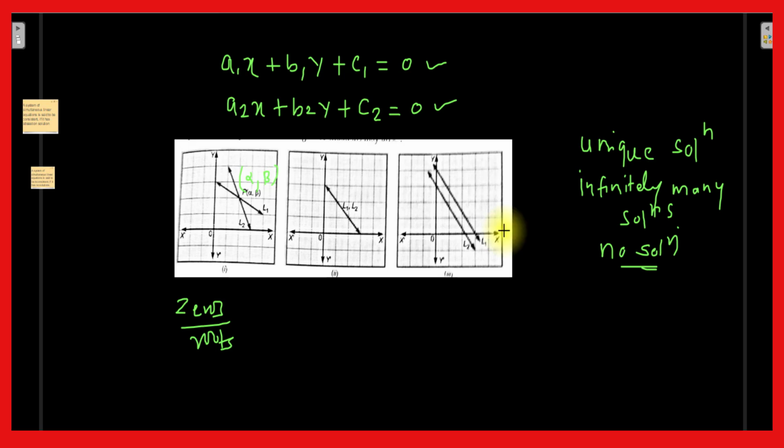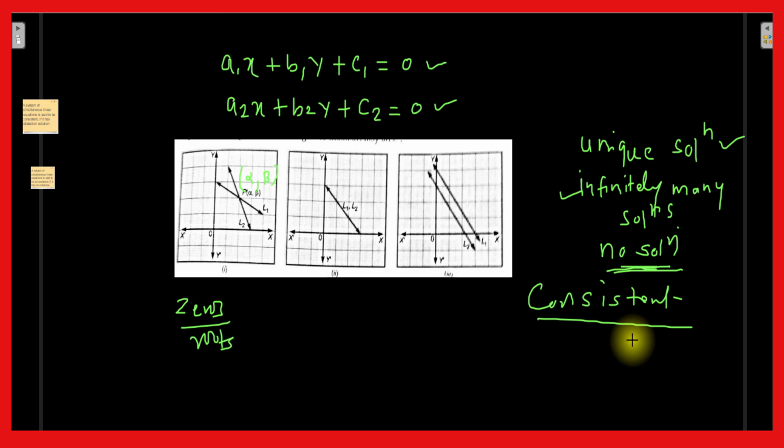So friends, when the two lines intersect each other, there will be a unique solution. It means only one solution. When the two lines coincide with each other, there will be infinitely many solutions. And when the two lines do not meet each other, it means they are parallel, then the two equations will have no solution.